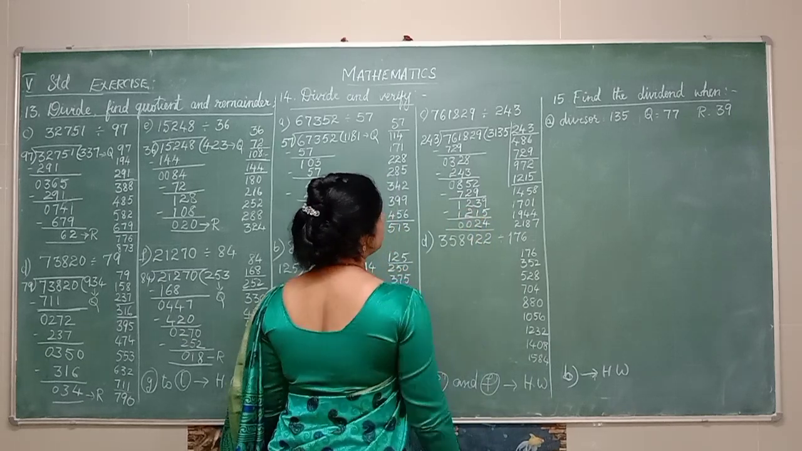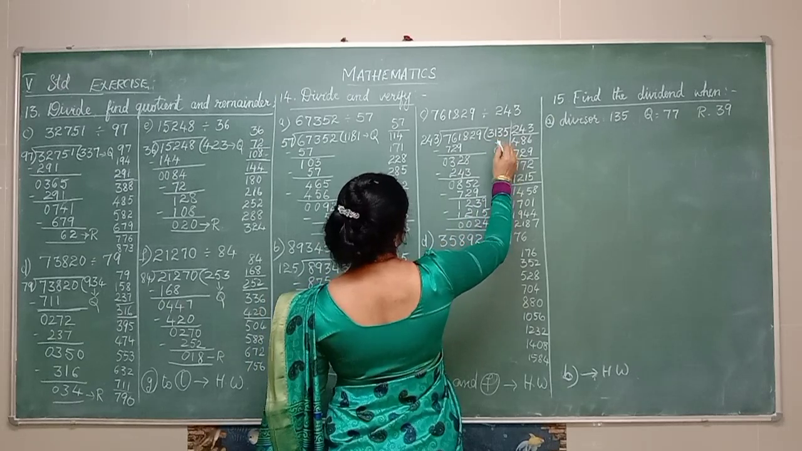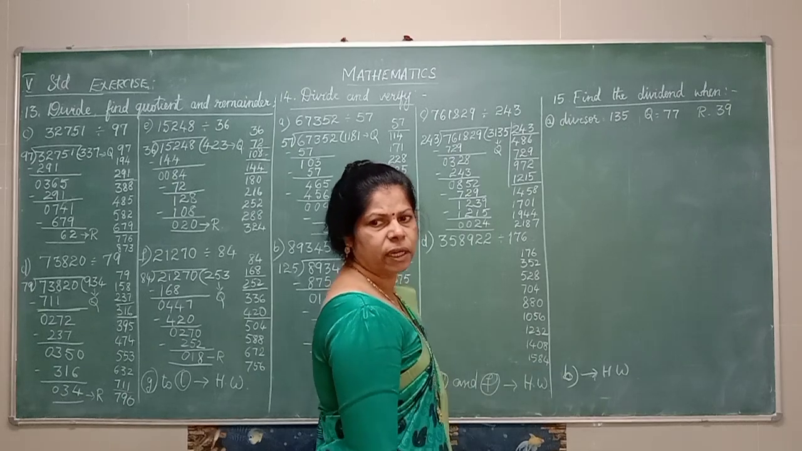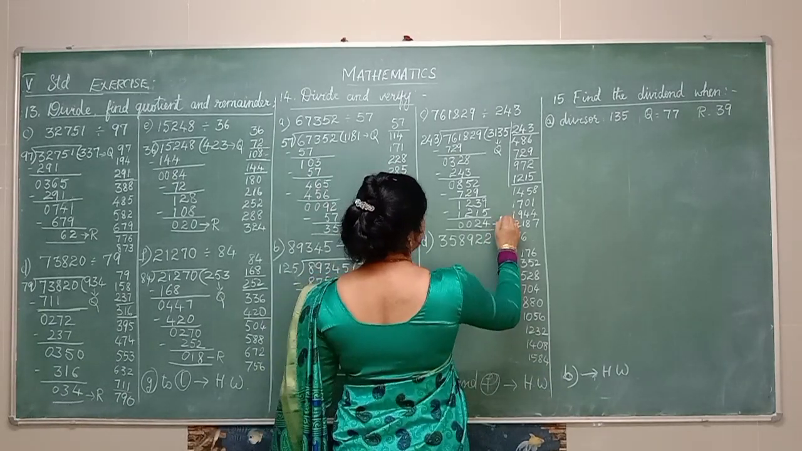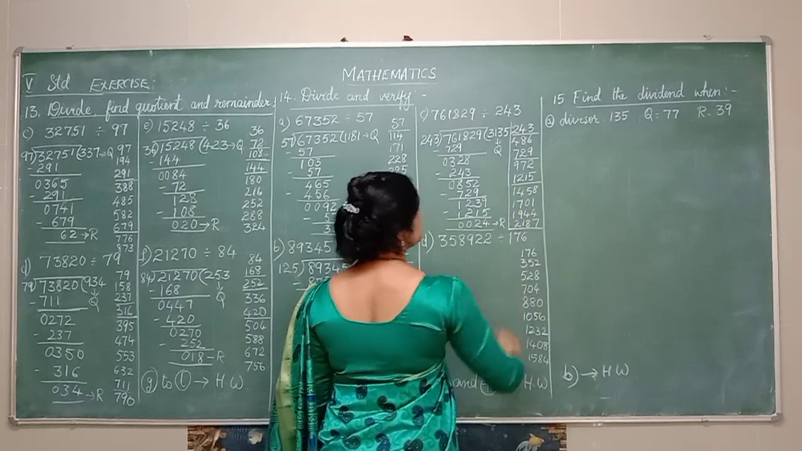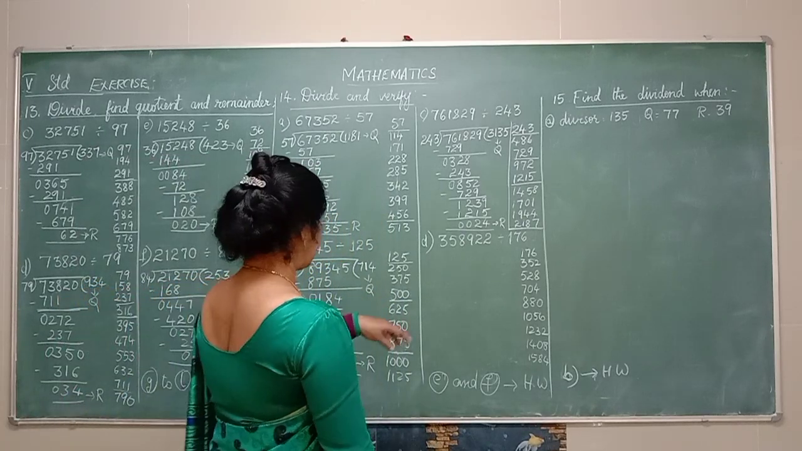So what is the answer? This is the quotient. Quotient is 3135 and remainder is 24. Remainder is 24. Did you understand? We'll go for the next one.